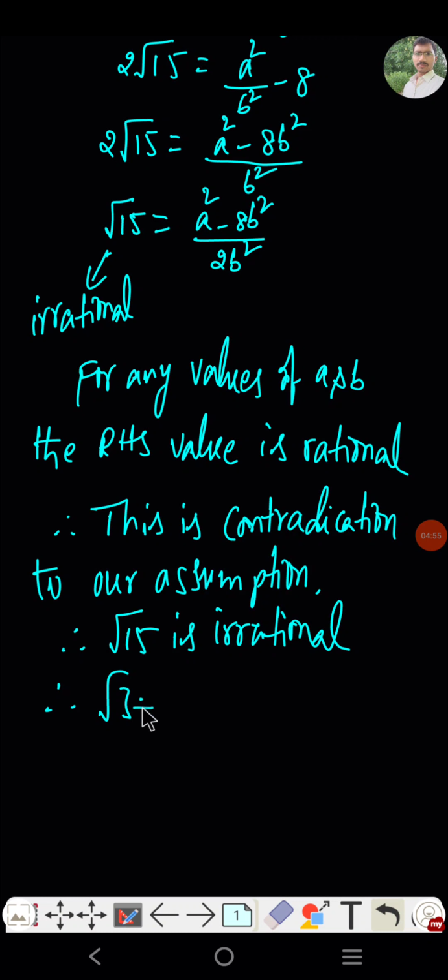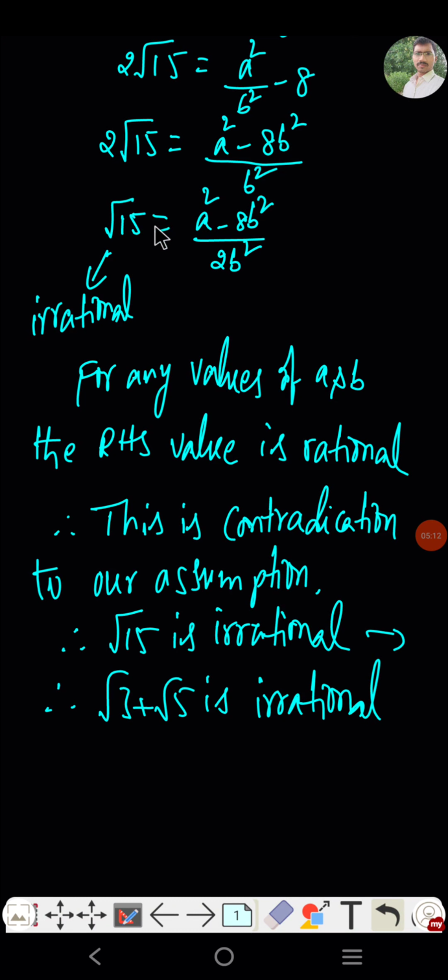Therefore root 3 plus root 5 is irrational number only. Okay, so this one, no need to write down, directly you can write down. This is contradiction to our assumption. Therefore root 3 plus root 5 is irrational number only.